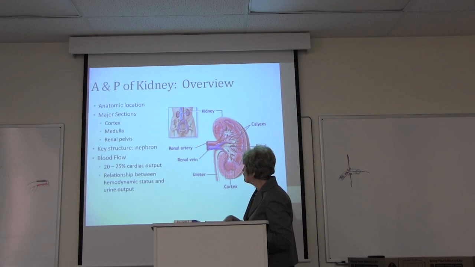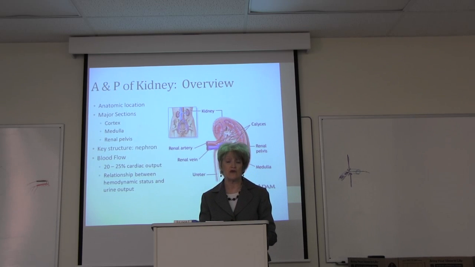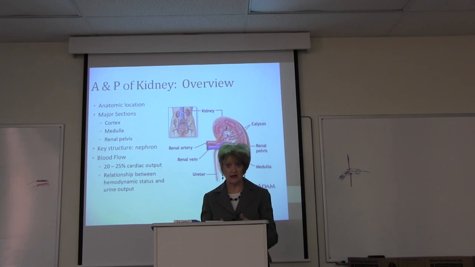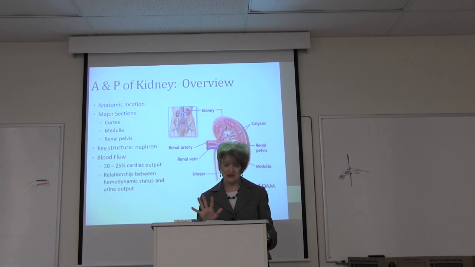Then the last general fact to review related to overall kidney function: we know that there's a very important connection between renal function and hemodynamic status. Now normally the kidneys receive 20 to 25% of the cardiac output each minute. So that means with every beat of the heart, 25% of that blood goes to the kidneys.